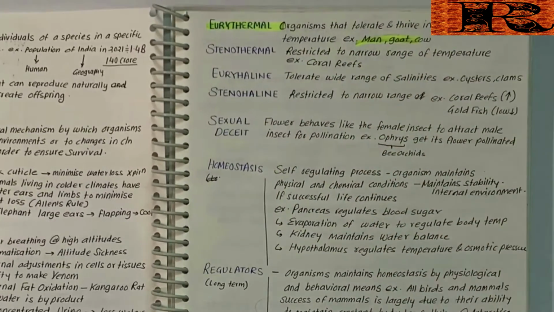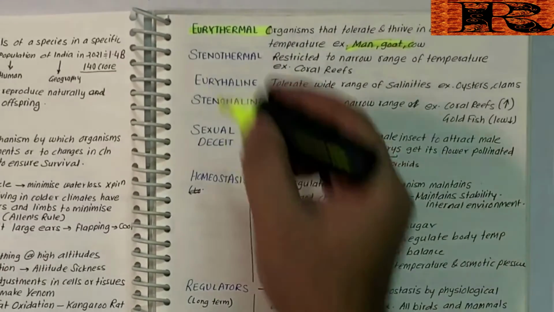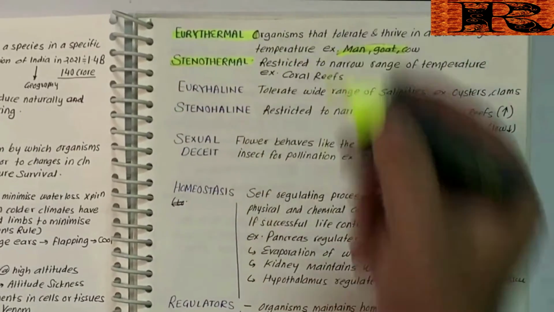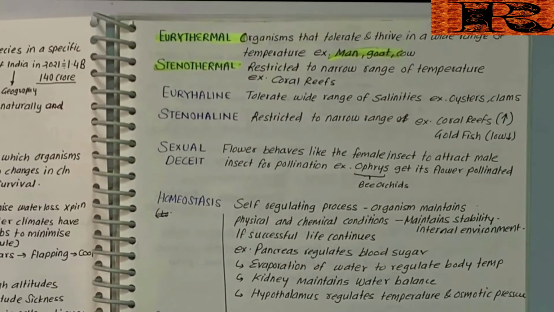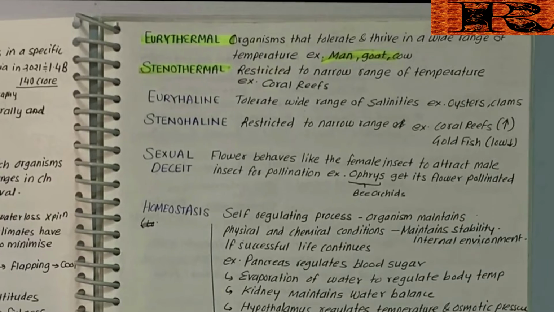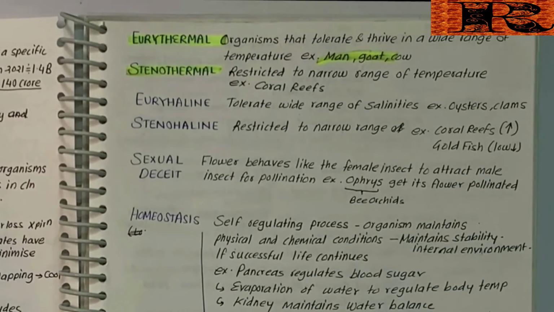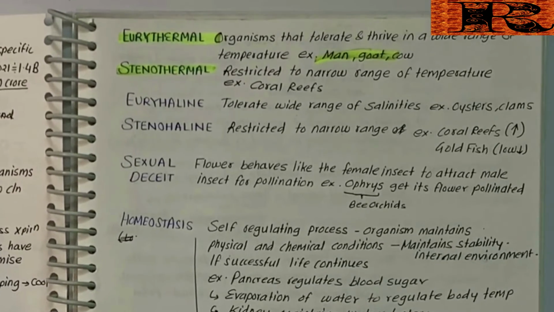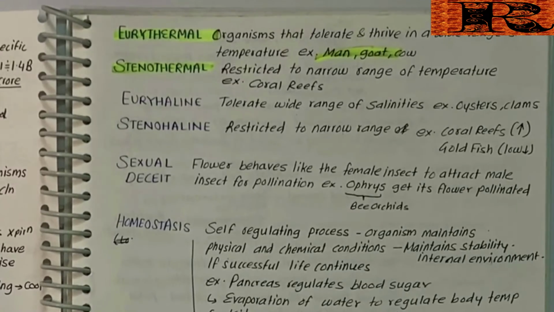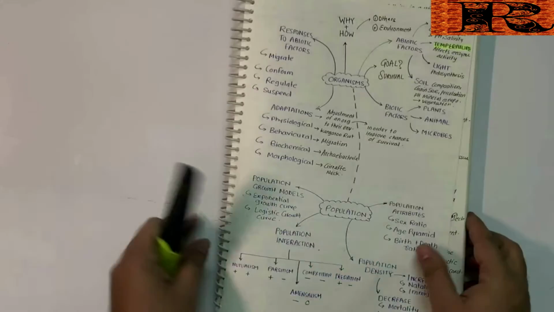And a vast majority of them are restricted to a narrow range of temperature. They are stenothermals. Examples include reptiles, crustaceans, insects, salmons, penguins, python, crocodile, etc. These are stenothermals. Now the next important abiotic factor is water.